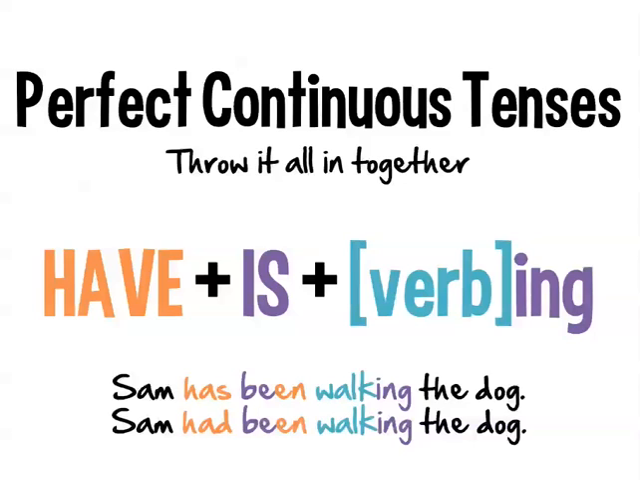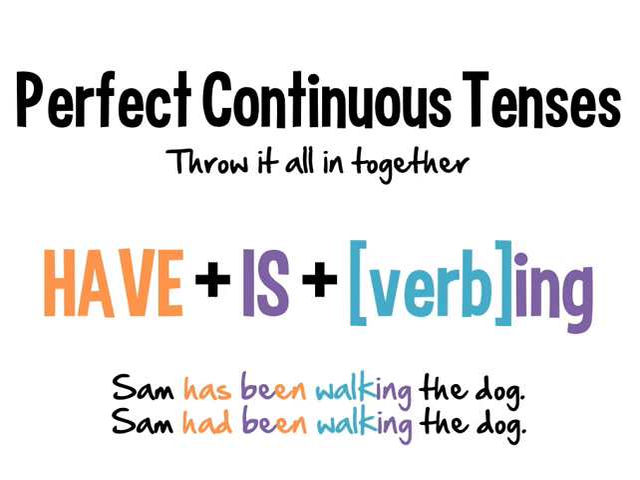We are actually going to throw all of this in together and come up with the perfect continuous tense. We are combining both of those tenses, and it can either be in the past or the present. We will have plus a form of is, and if we have en already, we know that the en ending is going to turn the be verb into been, and then we're going to have a verb plus the ing ending. So in our examples, Sam has been walking the dog, and Sam had been walking the dog.